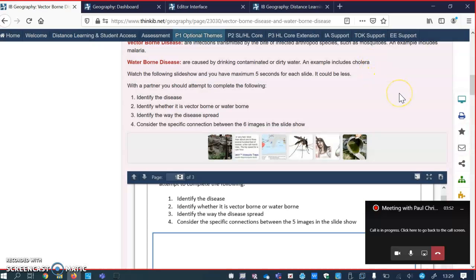So by now, I can see from the conversation tabs that you've been saying this is vector-borne. The mosquito is what transfers this disease. Yes, I can see that it affects tropical environments. And some of you are correctly recognizing this as being the Zika virus.